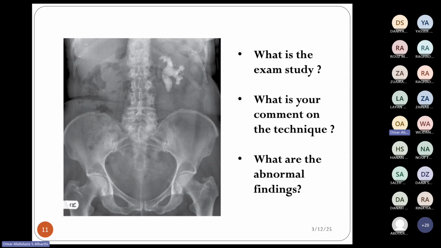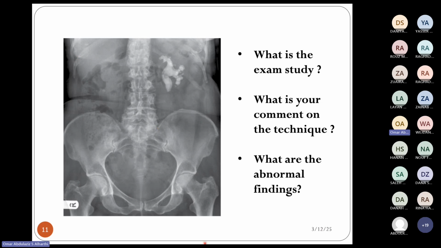Okay, so again, this is abdomen X-ray. So what is your comment on the technique? Is it adequate or inadequate? Adequate. So we said we have to include the symphysis pubis, which is included. We have to include the flanks, which are included, but we also have to include the diaphragms and lung bases, which are not. So this is technically inadequate film.